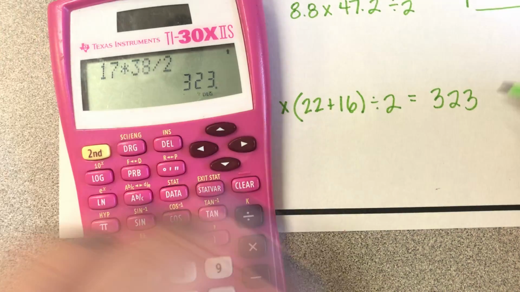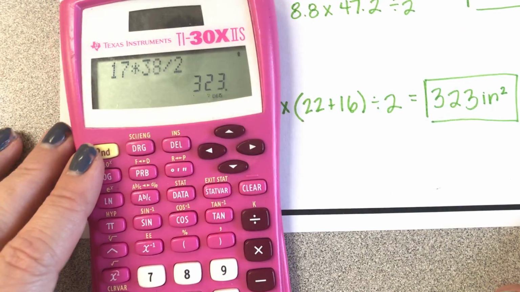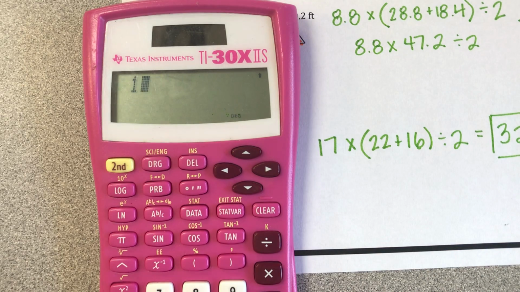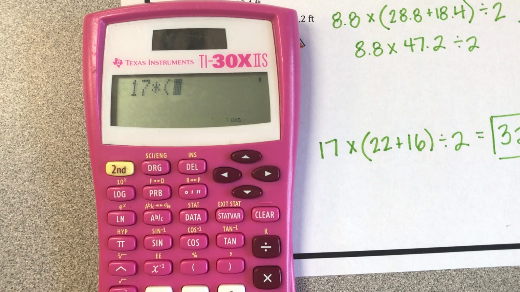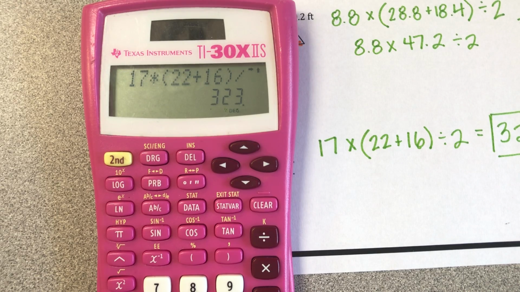323 inches squared. Okay, so if you're typing it in at one time, you would do 17 times 22 plus 16 divided by 2. And that's it.